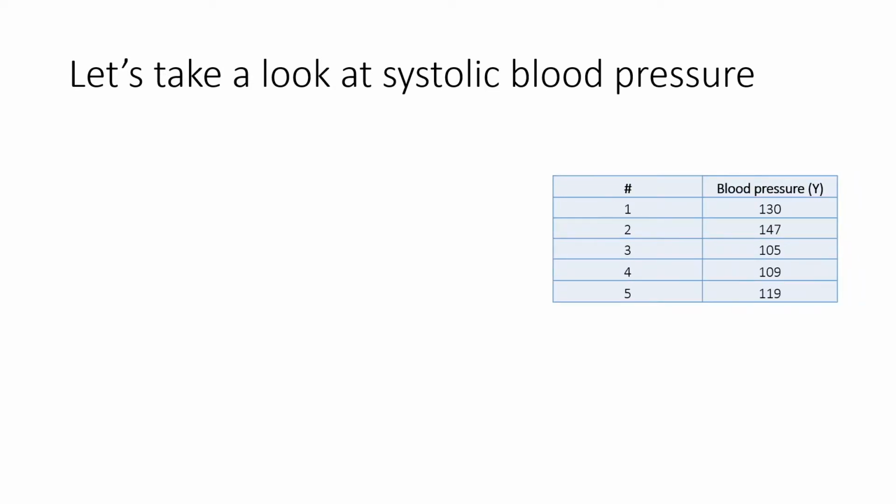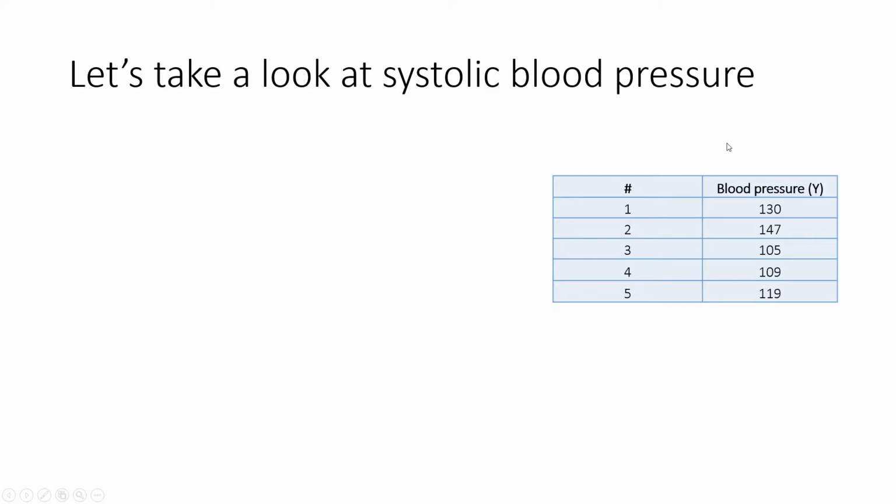So let's get started. And with getting started, we're going to look at systolic blood pressure. It's going to be the variable, our outcome variable of interest. We want to try to explain or predict systolic blood pressure in this video. And I've taken 5 observations, once again, not a very realistic sample, but 5 individuals, and I've measured their blood pressure, our Y or our dependent variable. And we can see here on the right-hand side the different values for blood pressure of those 5 individuals.